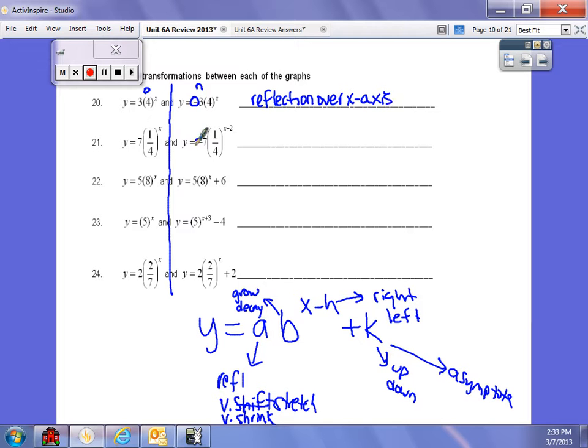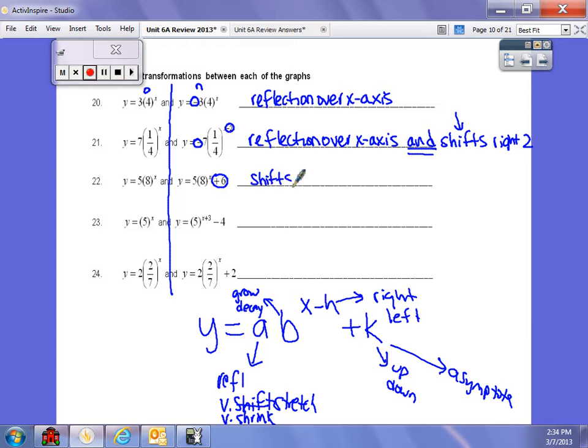For number 2, we had 2 changes. We had the negative and the -2, which tells us that it's a reflection over the x-axis. And so 2 things occurred. It shifts, and please don't forget the word shifts, right 2. Remember, you always do the opposite when it's next to x. Here, the only thing that changed was this +6, so it shifts up 6.